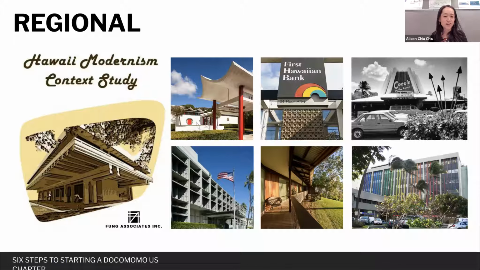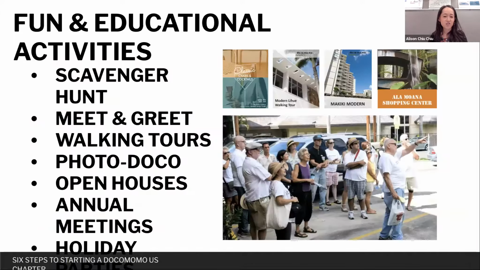On the next slide are a few ideas for educational activities and fun activities that we started doing as we wanted to get people involved as a young chapter. We were focused on doing things that were interesting and accessible, and this really helped us grow our base from the start and let us advocate for a variety of buildings in a really fun way. So I just wanted to share a few ideas of what we did with you.